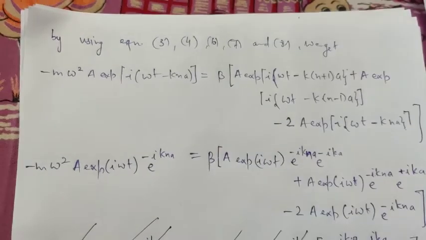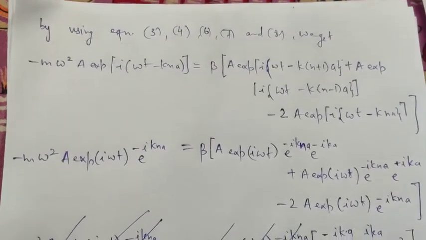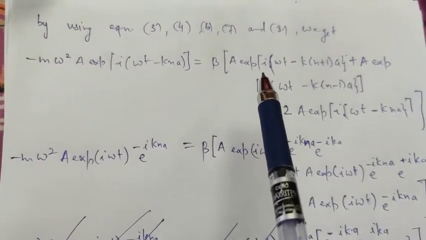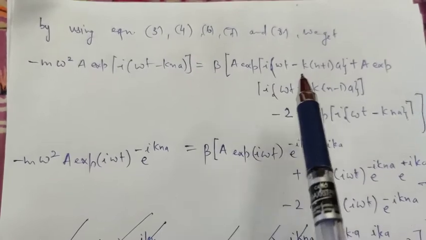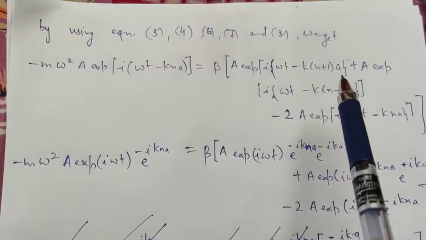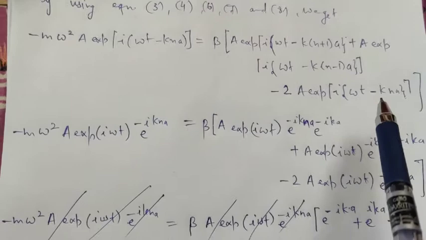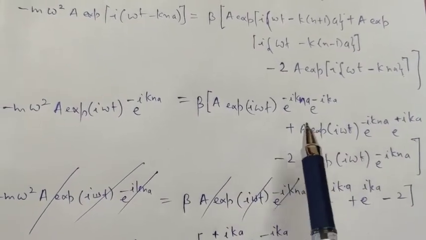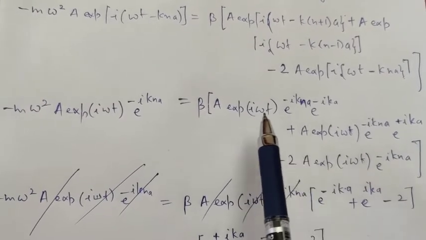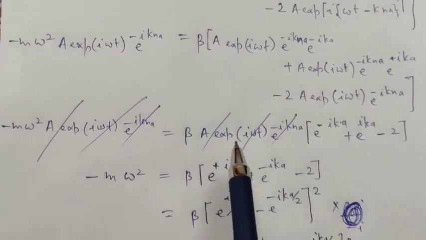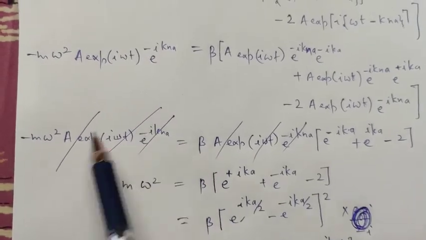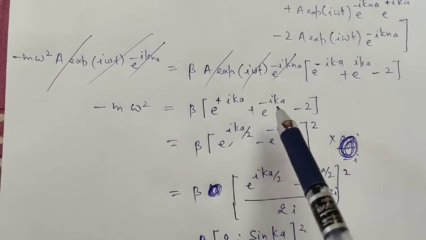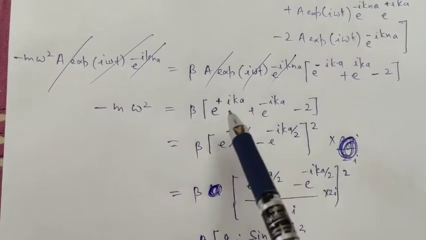By using equations 3, 4 and 6, 7, 8, we solved this equation. Putting this value of xn plus 1, xn minus 1, and minus 2 xn in terms of exponentials, and using the properties of exponentials, we take a common factor and this will be cancelled by this. Thus by rearranging, we now get this.